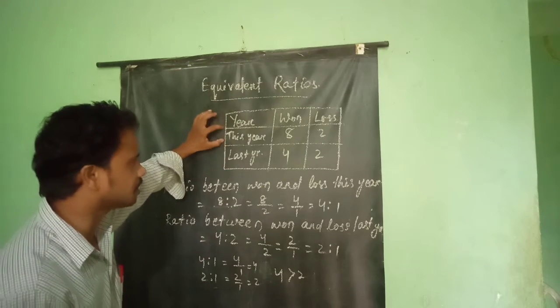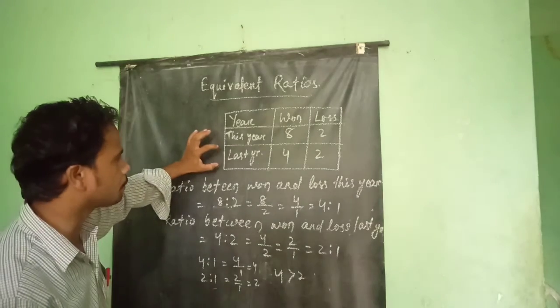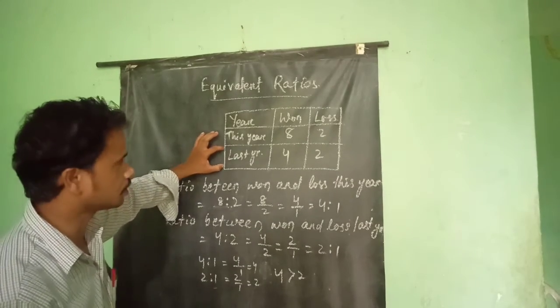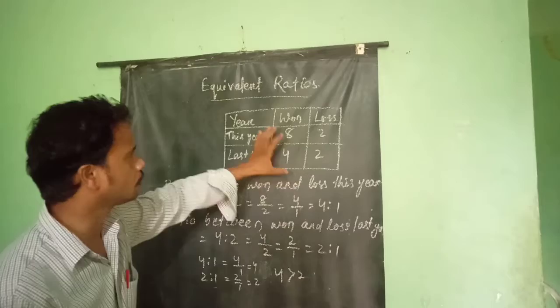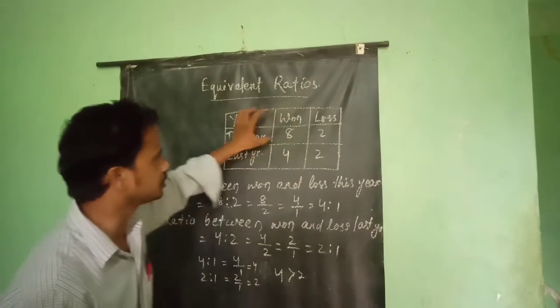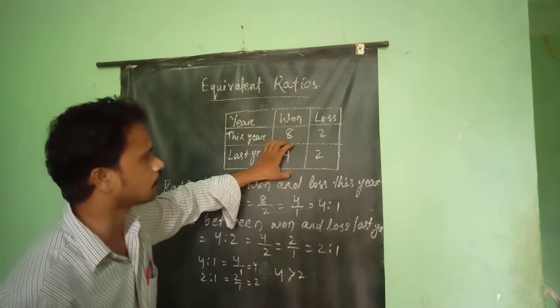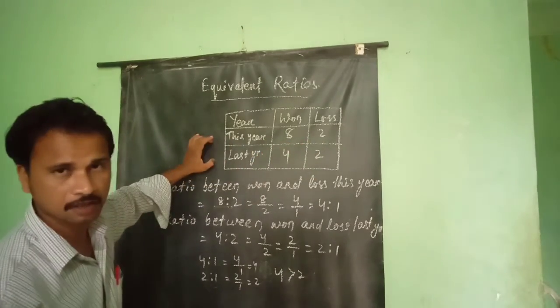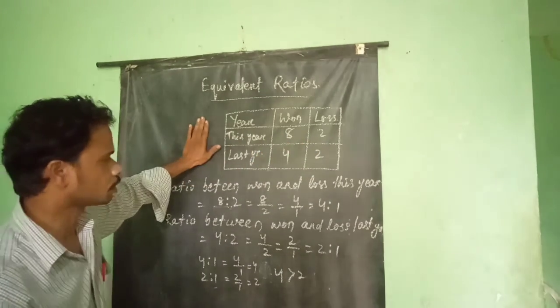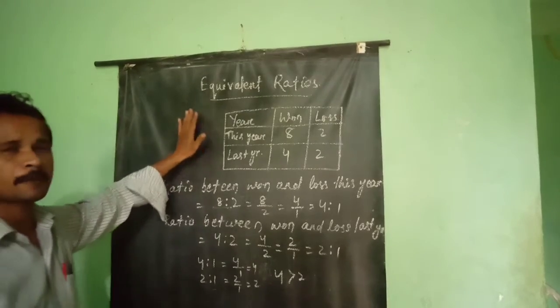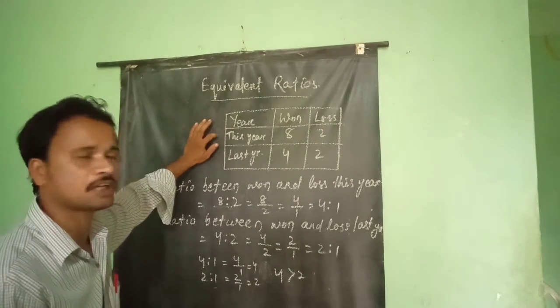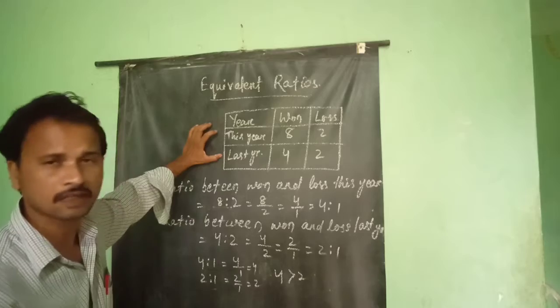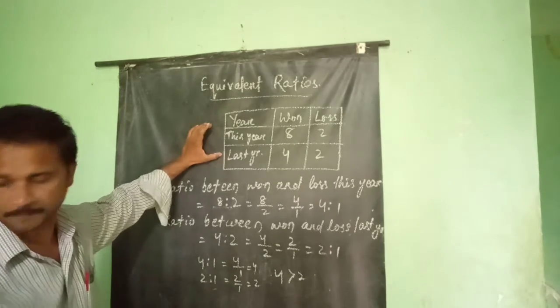Performance of this year is better than the performance in last year, because we have found the ratio between won and loss this year is greater than the ratio between win and loss last year. Clear? So the winning performance or the performance of the team in this year is better than the last year. Clear?